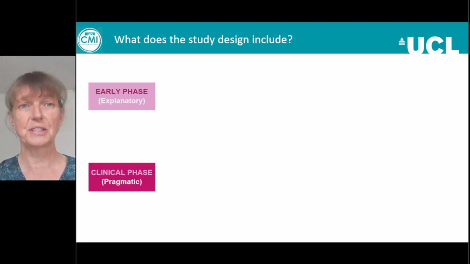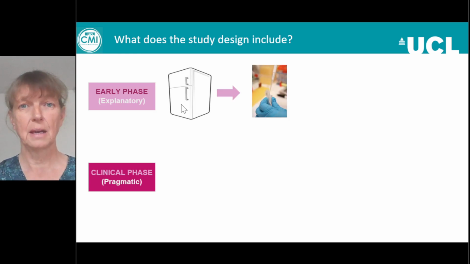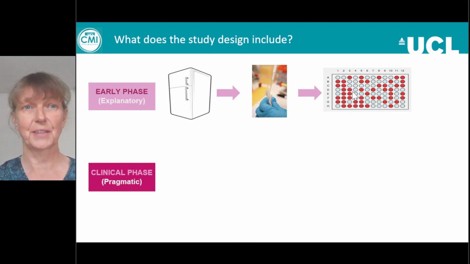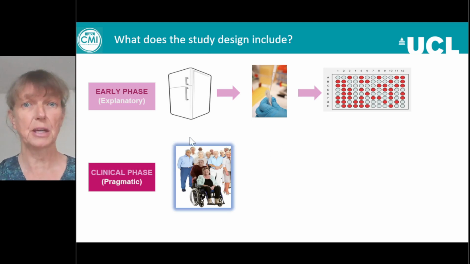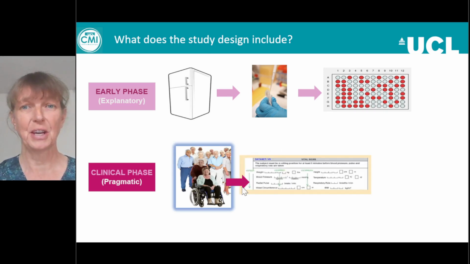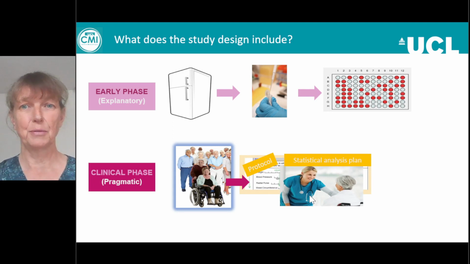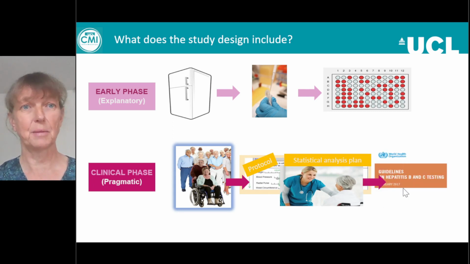So let's look at what the study design includes. If we have an early phase study, it's likely we've got a whole set of samples somewhere in the freezer, and we're going to do some pipetting in the lab, have some sort of assay, and then look at the results. But if we're doing a clinical study, we're going to be recruiting clinical patients and recording results on clinical report forms. We've got a protocol, a statistical analysis plan, people meeting the patients, and we're going to produce something that could go into guidelines.